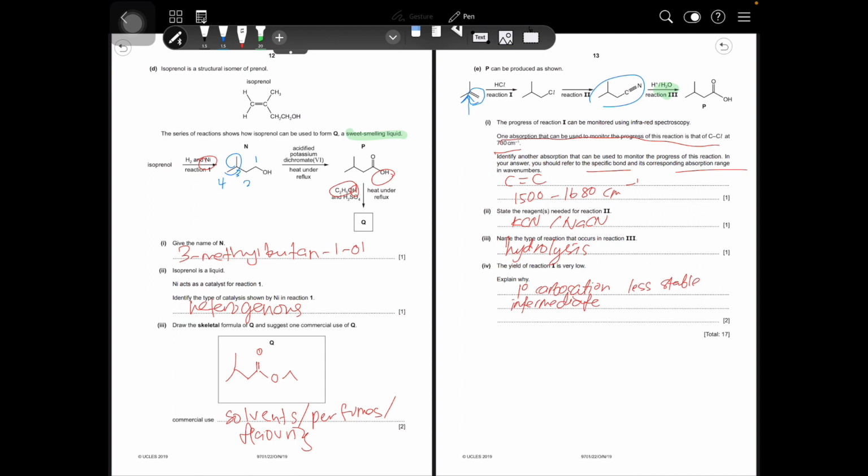Why is a primary carbocation less stable compared to a tertiary carbocation? Definitely due to the positive inductive effect. So it has a lower inductive effect due to fewer alkyl groups available.